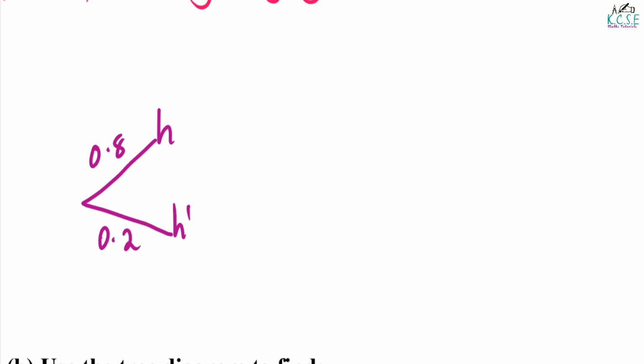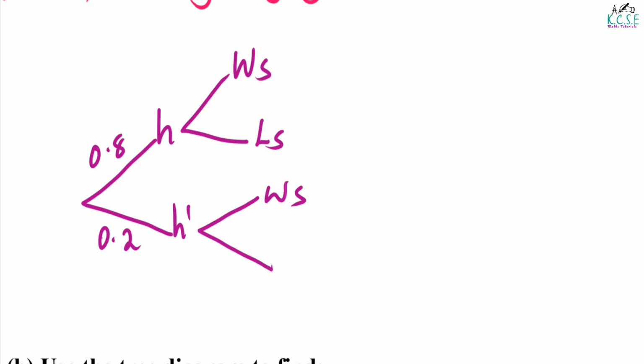Hosting and winning soccer. This is winning soccer, this is losing soccer. This is winning soccer. Winning soccer, losing soccer. And this is given a 0.7, this will be 0.3. This will be 0.4, 0.6.